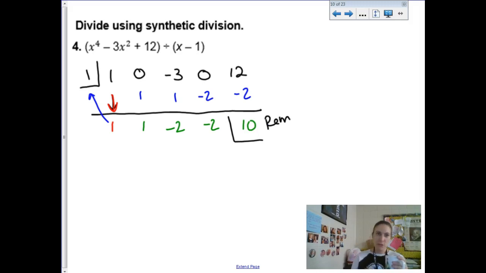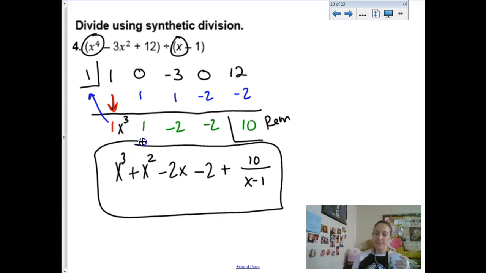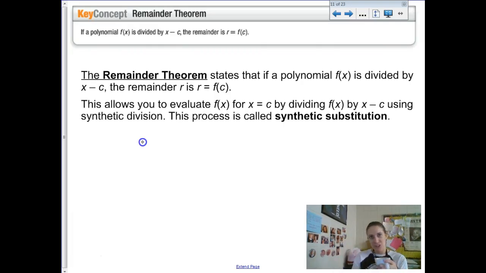When I go to write my quotient, I started with a quartic divided by a linear, so that would leave this guy to be a cubic. So I have 1x to the third, and then plus 1x squared, minus 2x's, minus 2, and then my remainder is 10 over x minus 1. Lovely, isn't it? All right, so just a little tour of long division and synthetic division.